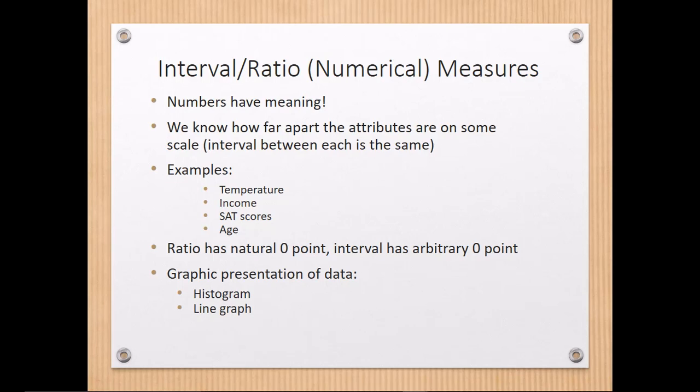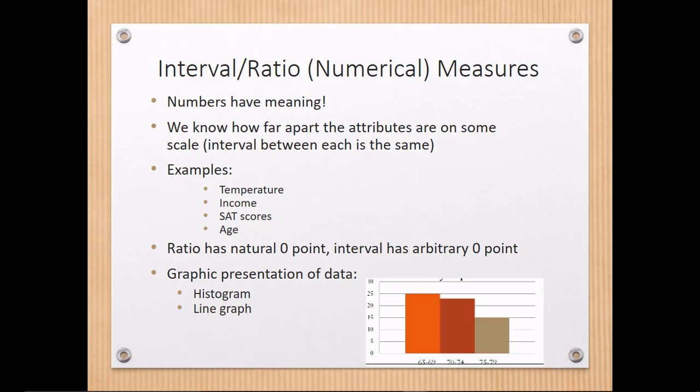Interval and ratio data are presented using line graphs and histograms. And I'm going to show you a histogram here. Note that the histogram is different from the bar graph in that the bars touch on the histogram, and the numbers on the x-axis on the bottom represent the range of the interval. And we'll learn more about these histograms as the course goes on.